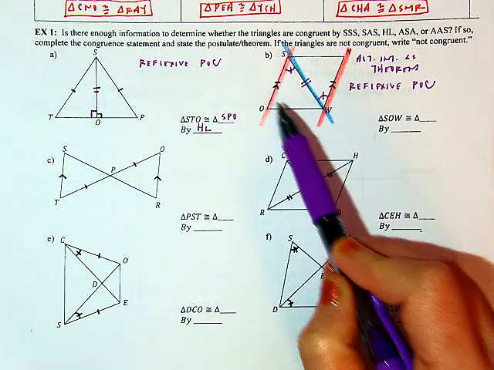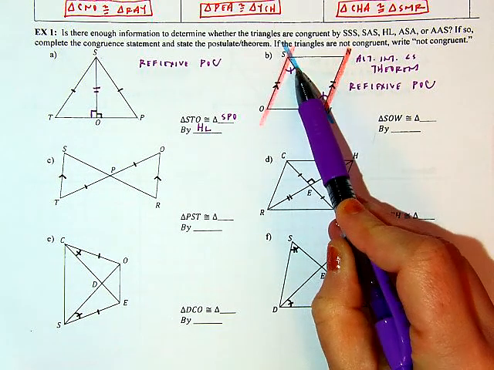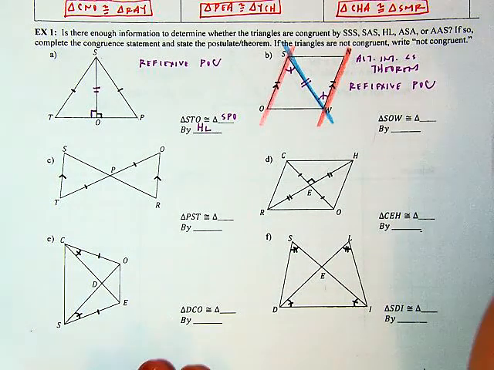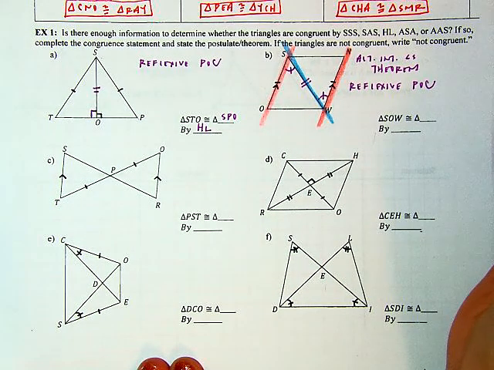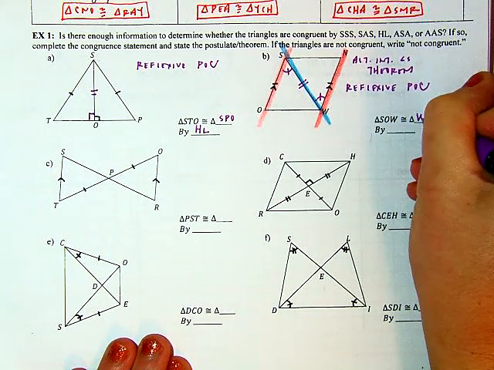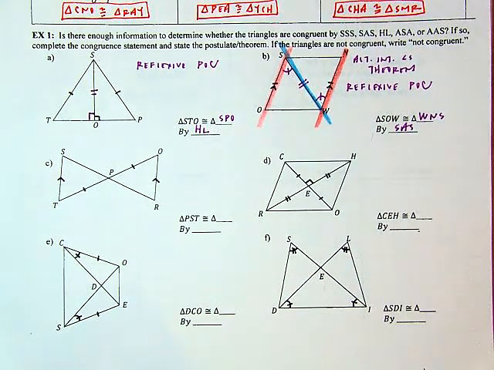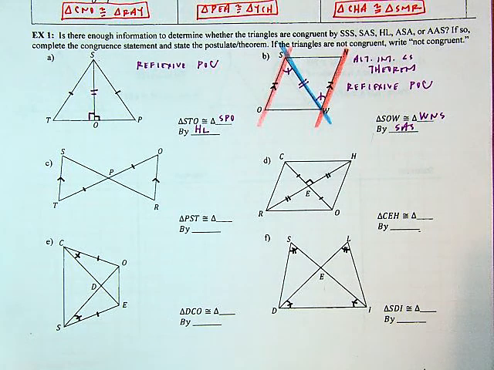They're congruent because we have side, angle, side. It's the angle that is directly in between those two known sides. So SOW will sync up to WNS. And my reason would be side, angle, side. Okay. All right, next up.